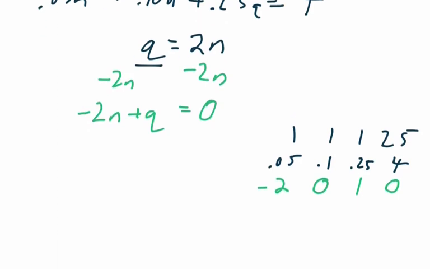So go ahead and put that in your calculator, do the RREF, and you'll find that the number of nickels is 6, the number of dimes is 7, and the number of quarters is 12.